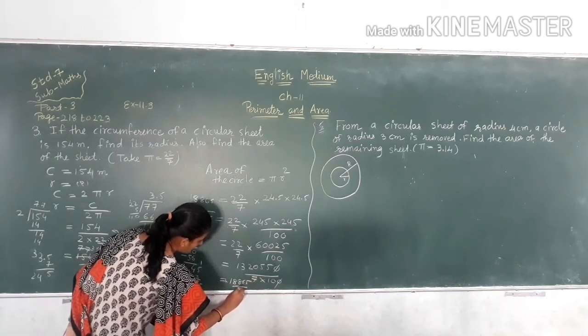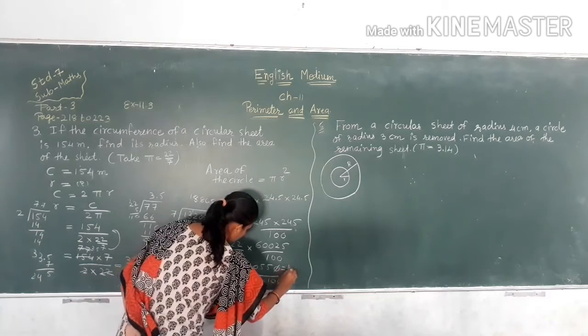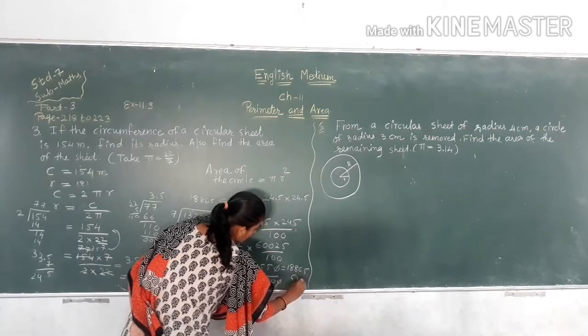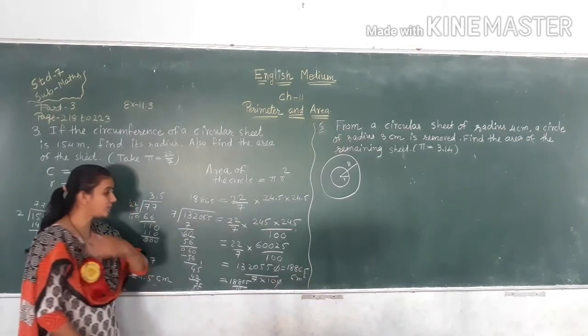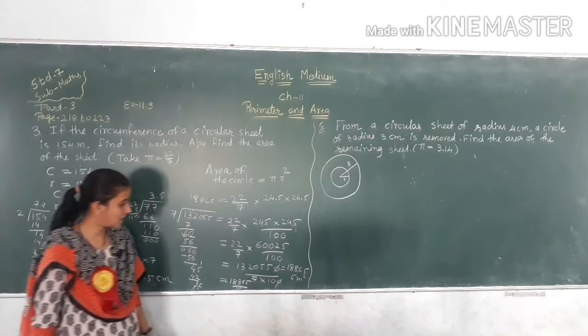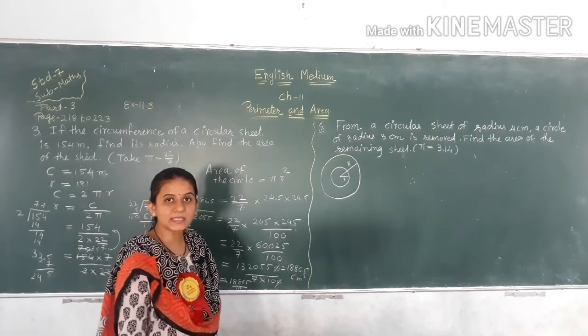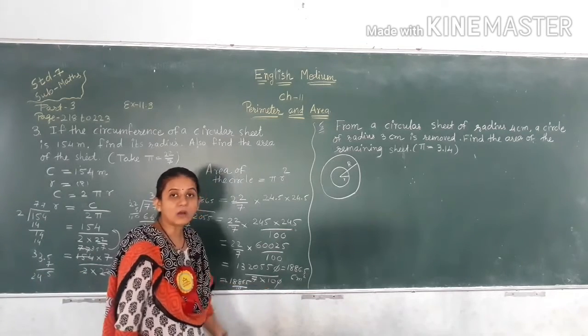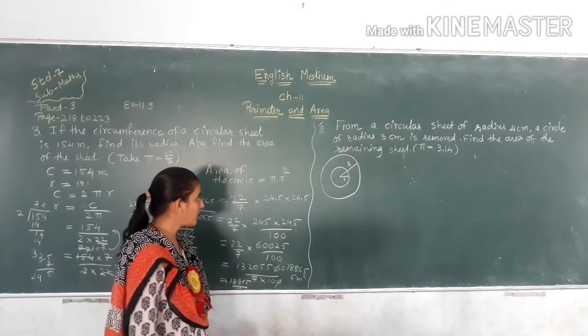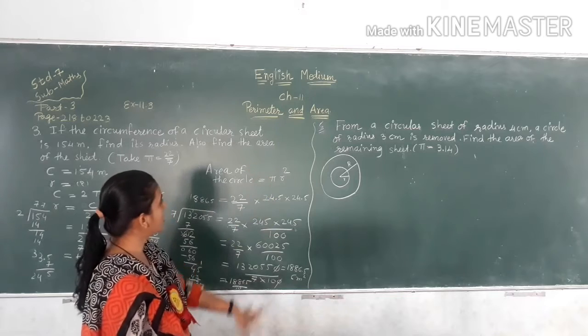1886.5 divide with 10. That means 1886.5 centimeter square. So area of the circle is equal to 1886.5 centimeter square. Now next question here.